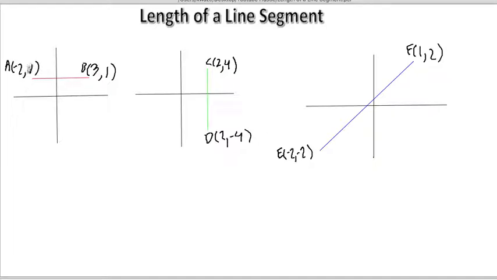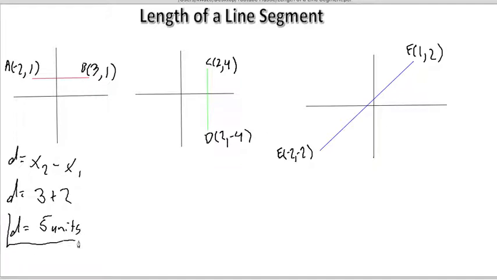Since the y values don't change, we don't have to consider them. We only have to consider the x values. So distance equals x2 minus x1. For x2, we always want to use the bigger number. So we have 3 minus minus 2, which is plus 2. 3 plus 2 is 5. Easy math. 5 units. Don't forget the units. Your teacher will deduct a half mark if you forget the units. Don't get boxed.